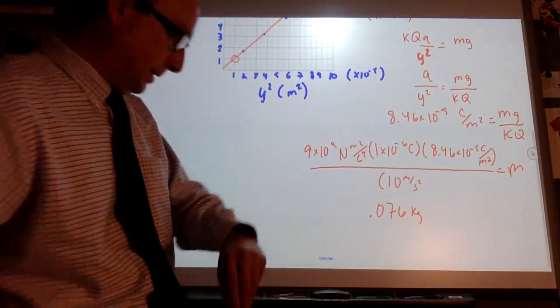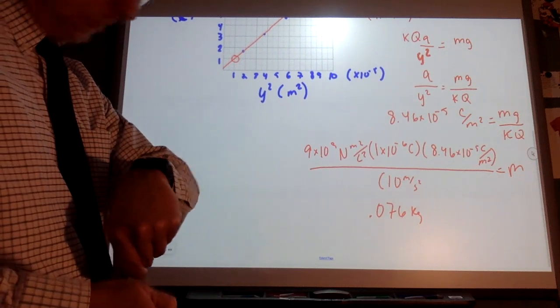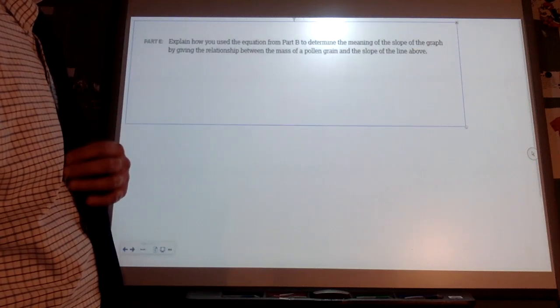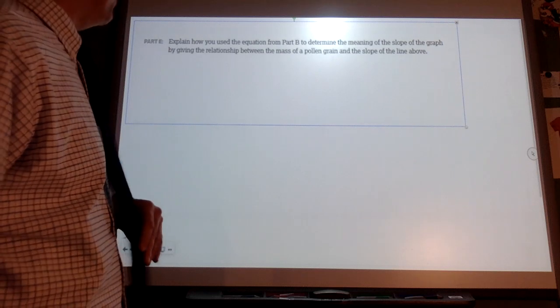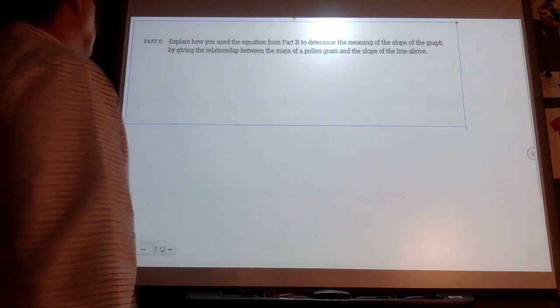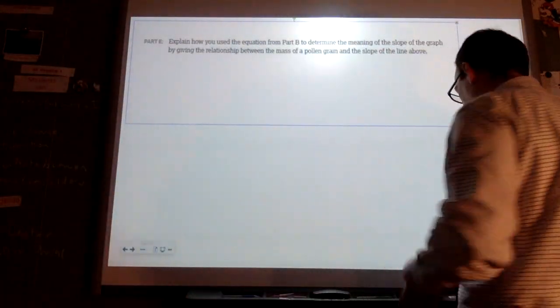All right, what else do they ask us? Let's go on to the next slide. Explain how you use the equation from part B to determine the meaning of the slope of the graph by giving the relationship between the mass and the slope of the line above.